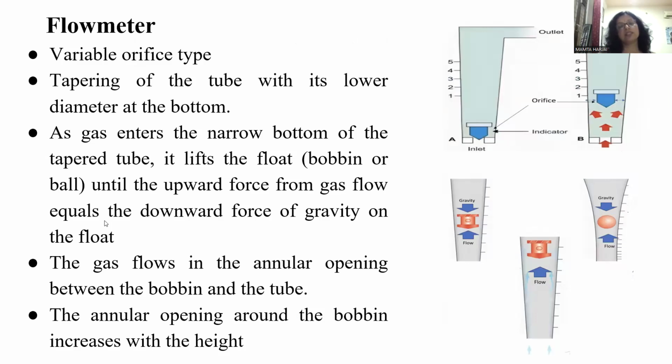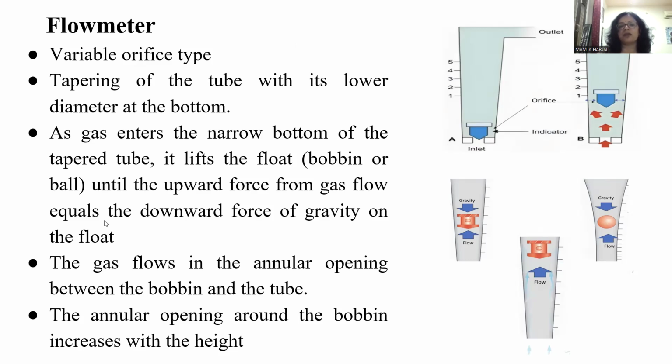Coming to the flow meter, this is another application of laminar or turbulent flow. We all know that the flow meters, or the Thorpe's tube which we are using, are variable orifice. The diameter is lower at the bottom and it tapers in the downward direction, and it is wider at the upper end. Now, the bobbin sits at the bottom until the gas flows.